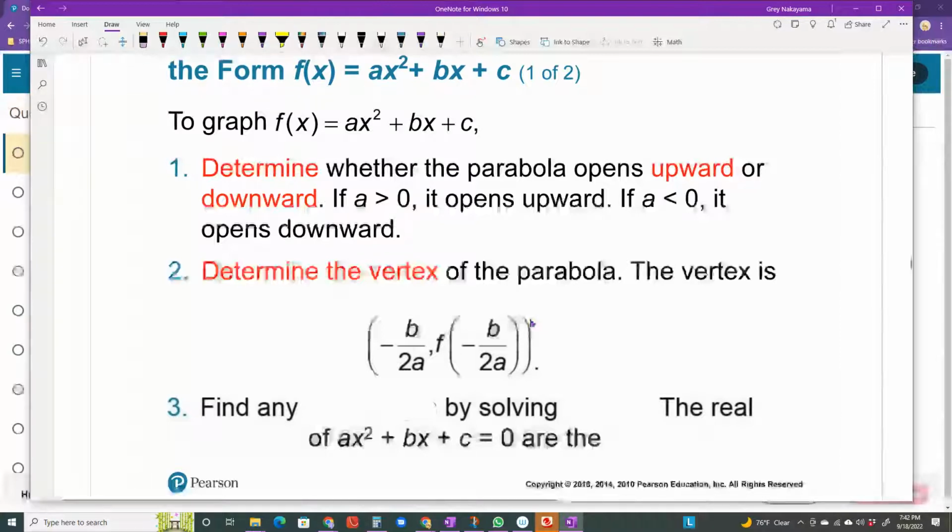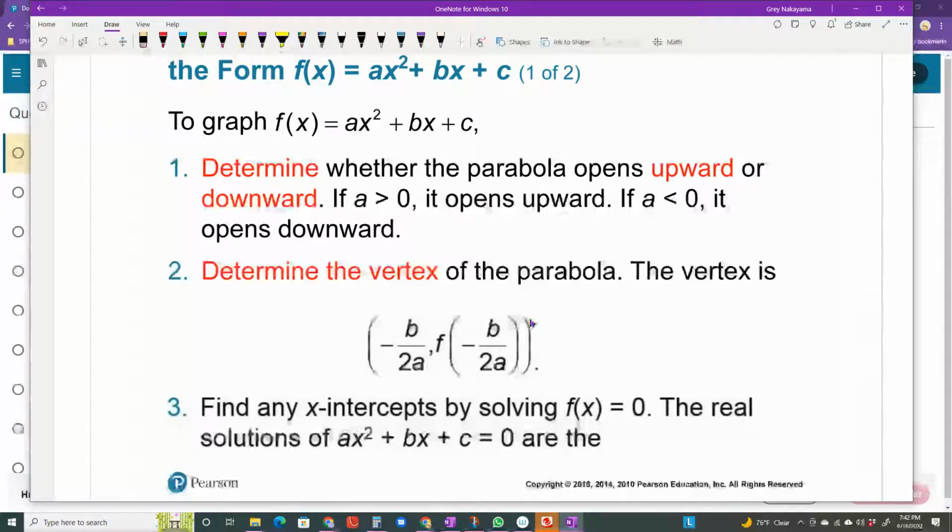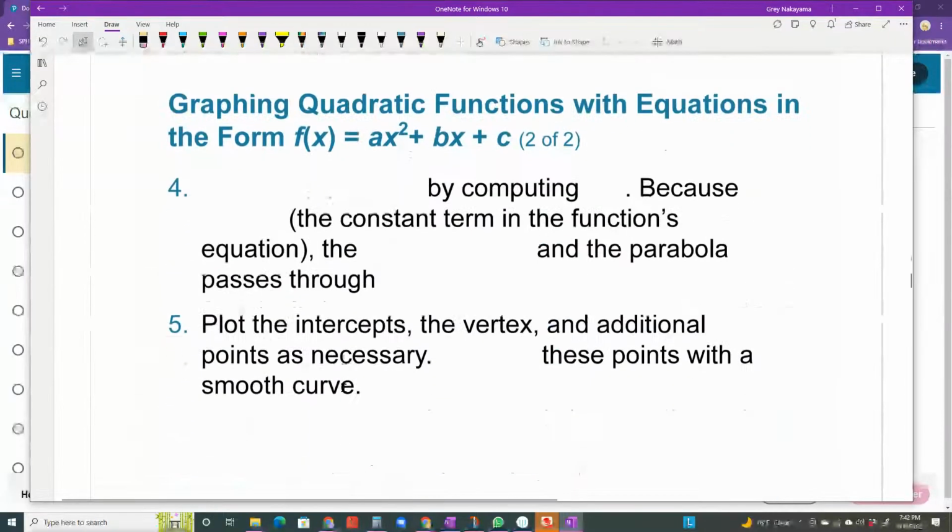Then, same thing we did before, find the x-intercepts by solving the equation f of x equals 0. The real solutions of that equation are my x-intercepts. Okay? And the fourth step, again, same thing we did before, find the y-intercept by computing f of 0, but this is the easy one.